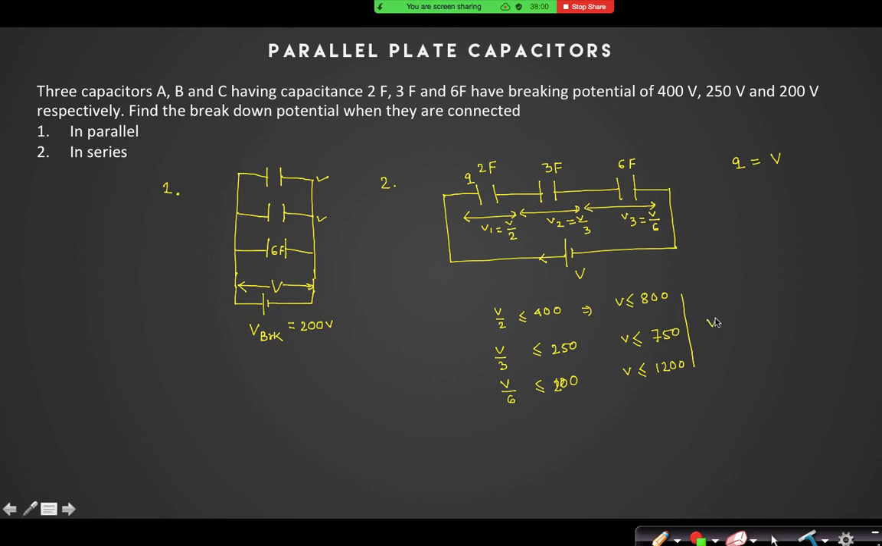Minimum. The least one. So the breakdown voltage for that series connection will be 750.